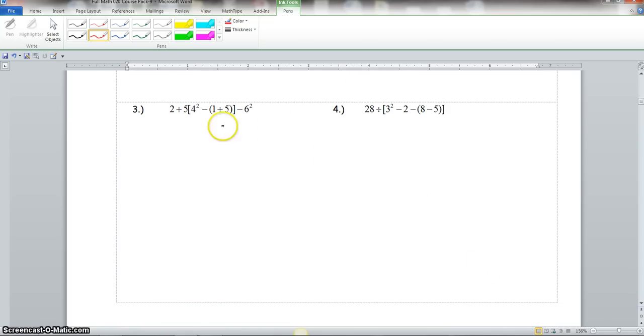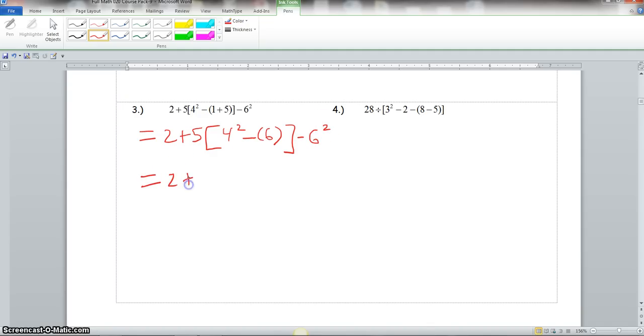Okay, now we go to problem number 3. Now if you notice here, we have addition, this is multiplication, we have a bracket, we have inside this bracket a parenthesis, an exponent, subtraction, addition, and on the outside we got subtraction and an exponent. Okay, now we go inside this bracket here. Inside this bracket we have a parenthesis, so we would do that parenthesis first. So we will have 2 plus 5, bracket, 4 squared, minus, and this parenthesis, 1 plus 5 is 6, bracket, and then minus 6 squared.